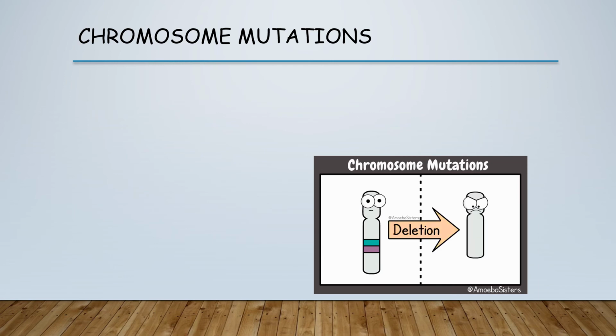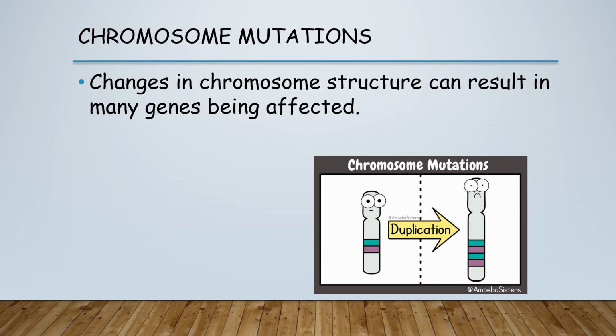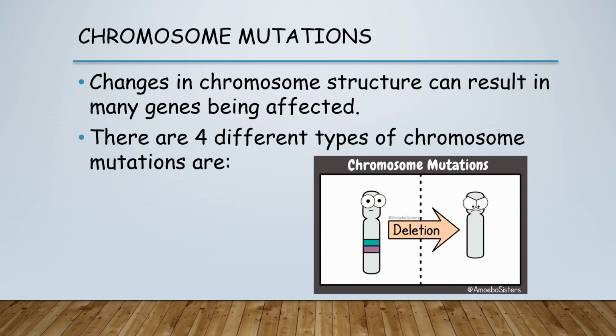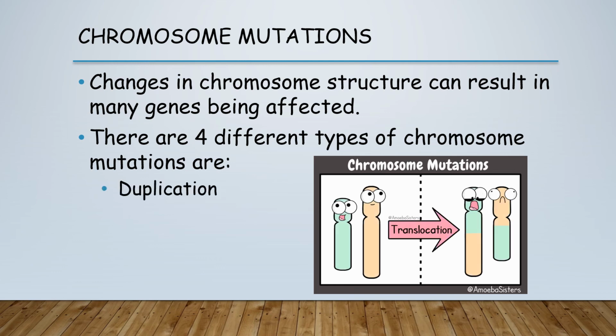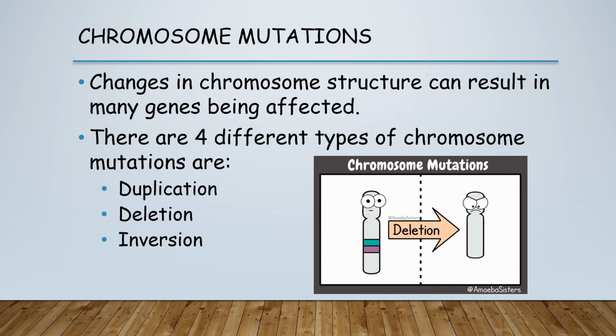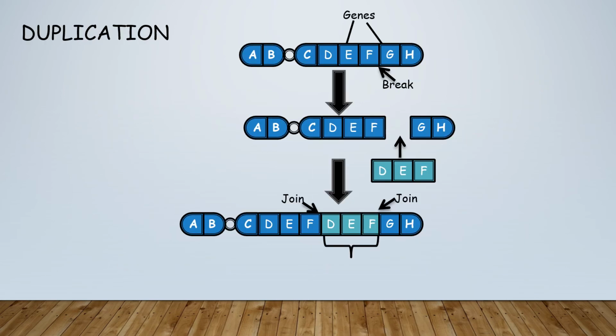Just like single gene mutations, there are different types of chromosome mutations that can happen, but this time they can impact many genes. The four different types we've got, as you can see from our graphic, are duplication, deletion, inversion, and translocation. Our first form of chromosome mutation is duplication. We're now looking at genes, labeled here A to H. Sometimes they will be labeled numerically, 1 to 10, whatever. So you should be able to identify whether it's a chromosome mutation or a single gene mutation. Single gene mutations will obviously have their base sequence, G, T, A, C, etc.